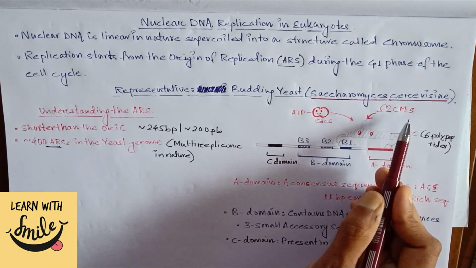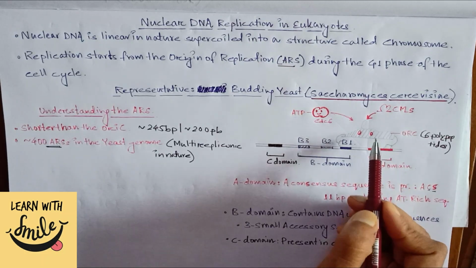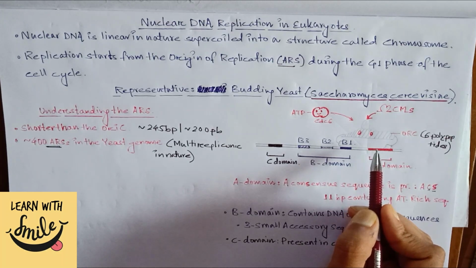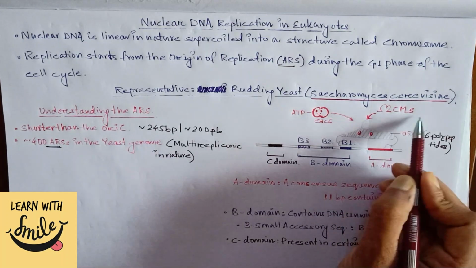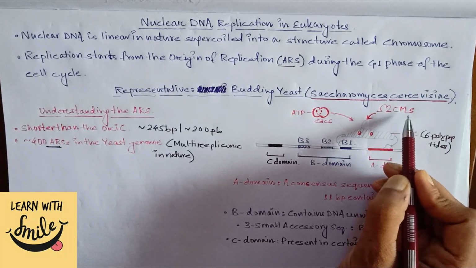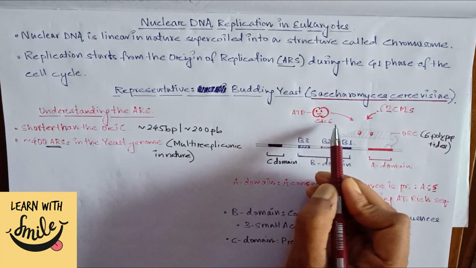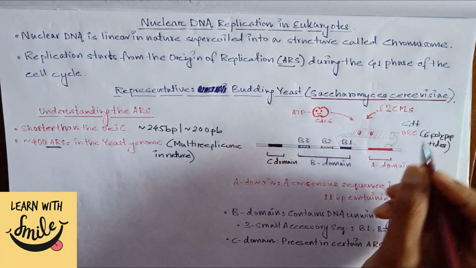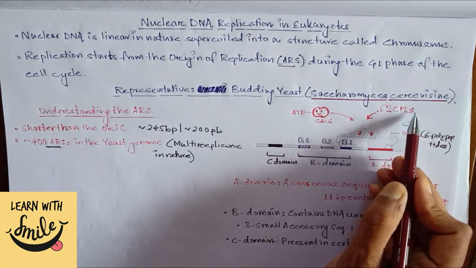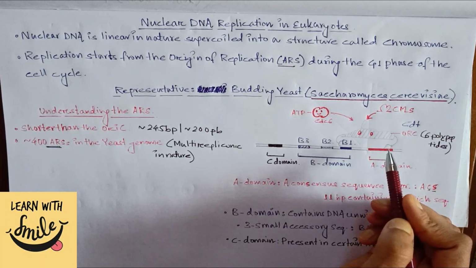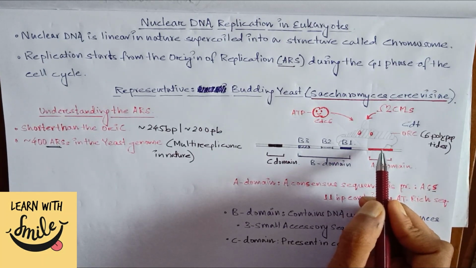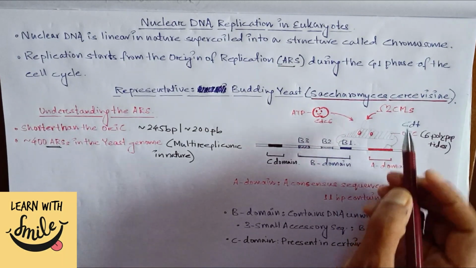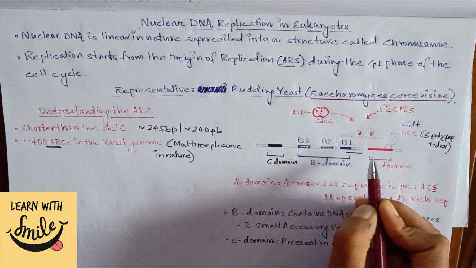Now MCMs being the helicase will have to bind to the DNA template strand in order to perform their activity, and for that we need a helicase loader. For that it is these proteins, that is CDC6, ORC, and another protein known as the CDT protein, which will help load this MCM from the 3' to 5' direction of the leading template strand, thereby helping this MCM perform its melting activity from this particular region.